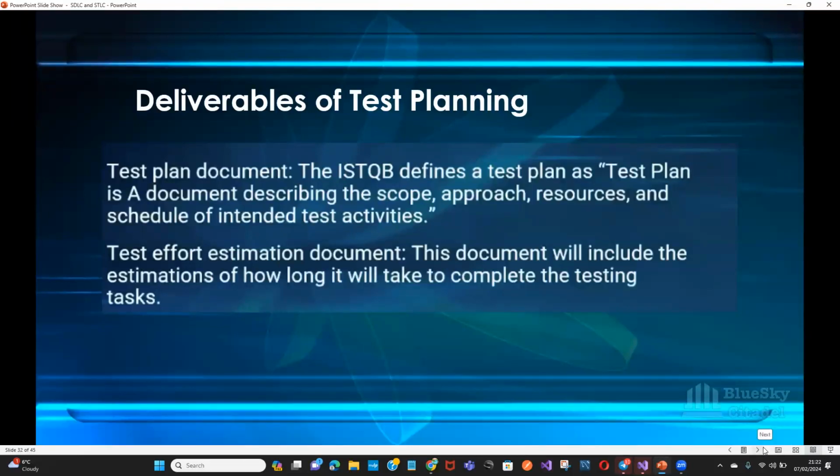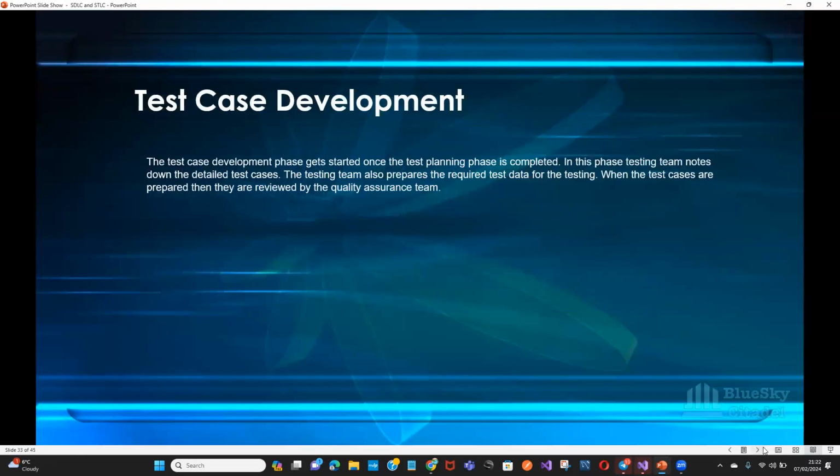The estimation one is the one you do in sprint planning. And you also have test case development. Test case development phase gets started once the test planning phase is completed. In this phase, the testing team notes down the detailed test cases.